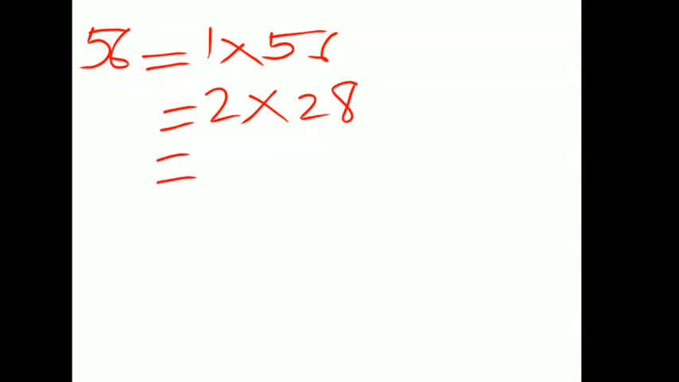Then check whether 3 can divide 56 or not. No, 3 cannot divide, so 3 is not possible. Check whether 4 can divide or not. 4 into 14 is possible, so 4 into 14 is 56. Then 5 cannot divide because at the end there is 6, so 5 is not possible.